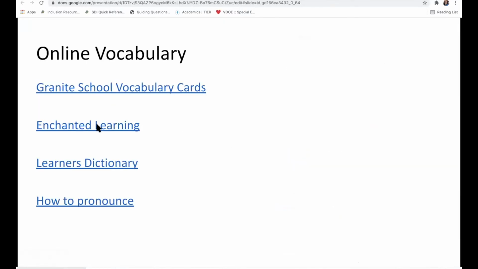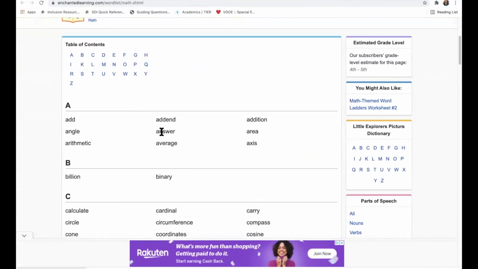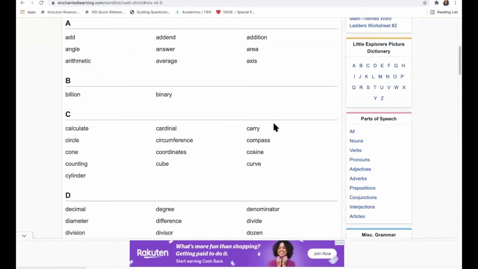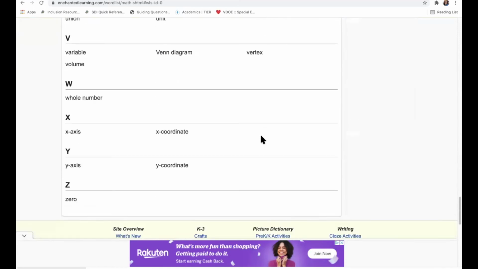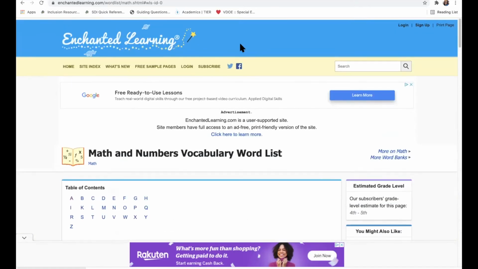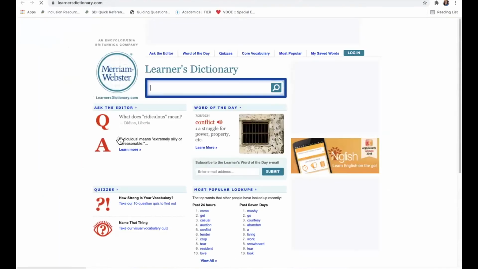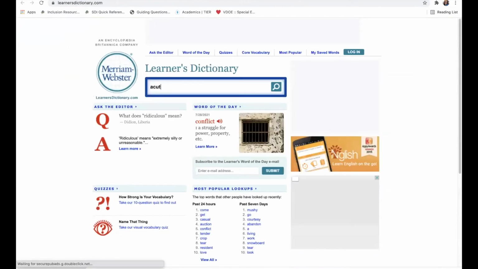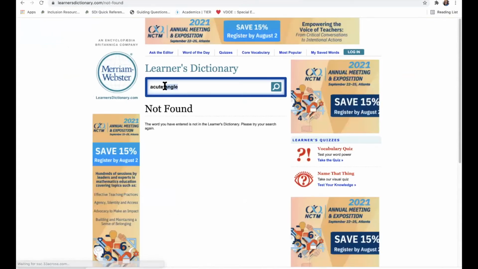Going back, Enchanted Learning has a list of all the words. So you can go to their table of contents and you can find all the words that they have so they can use them. And there are different activities down through here that you can find. Another really good one. This is a great word wall for your kids. Learner's Dictionary. So they type in acute angle. Well, it didn't like that one. Let's do acute.